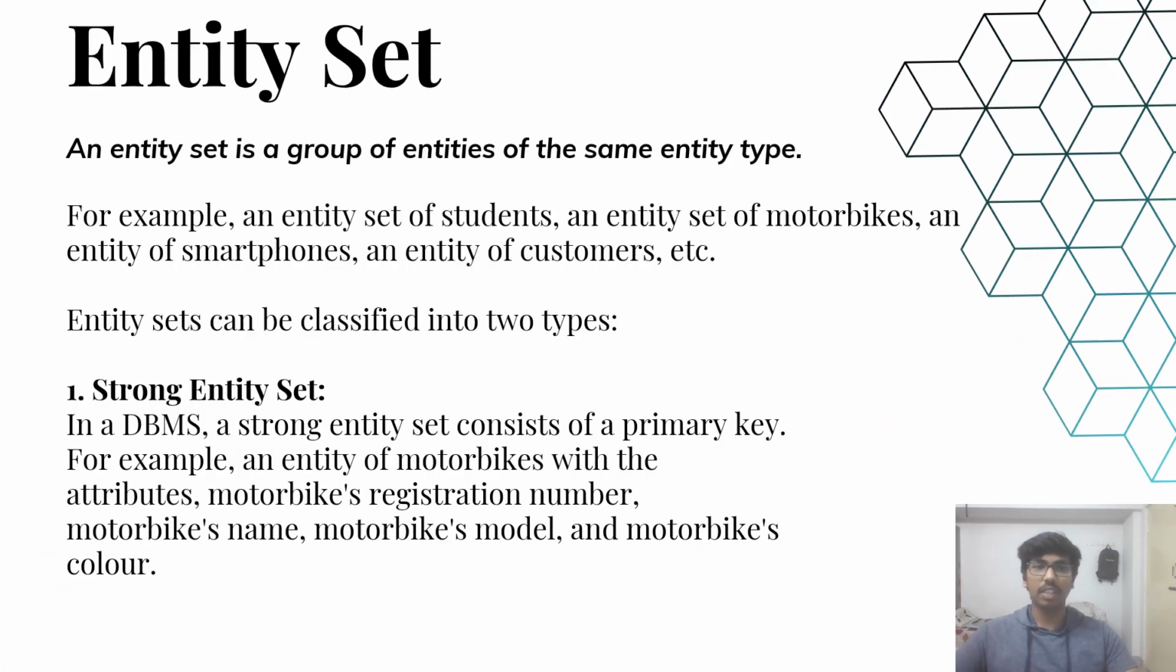Entity set. An entity set is a group of entities of same entity type. For example, an entity set of students, an entity set of motorbikes, and an entity set of smartphones or customers, etc. Entity sets can be classified again in two types. A strong entity set. In DBMS, a strong entity set contains a primary key as I mentioned earlier. For example, an entity of motorbikes with the attributes: the motorbike's registration number, its name, model, and its color.